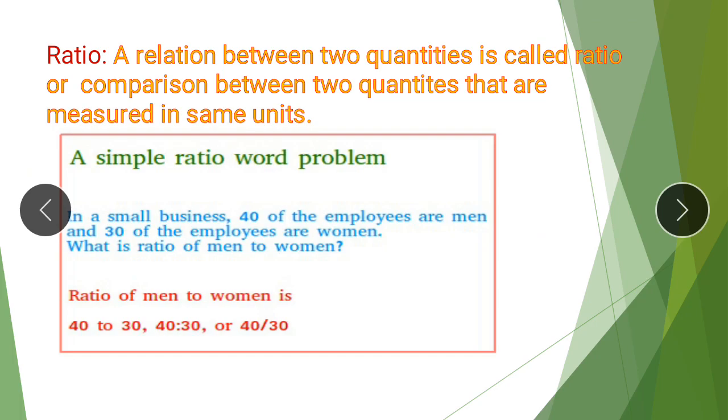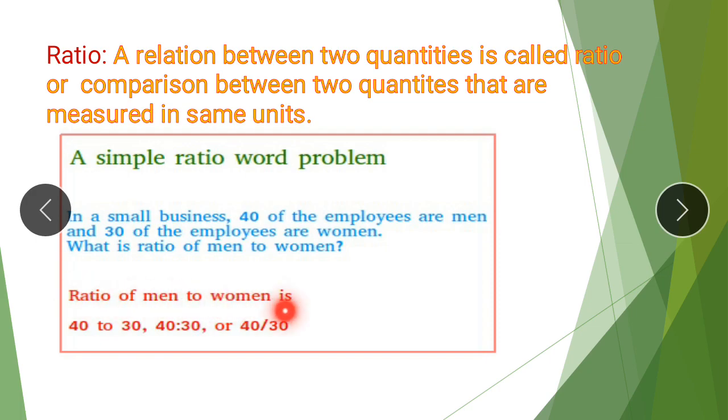Ratio. A relation between two quantities is called a ratio, or a comparison between two quantities that are measured in the same units. Let's better understand the concept with the help of an example. In a small business, 40 of the employees are men and 30 of the employees are women. What is the ratio of men to women?